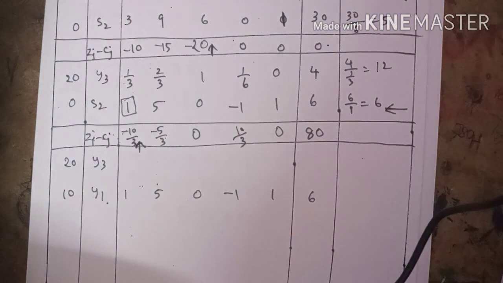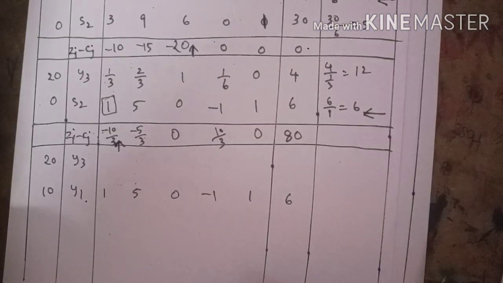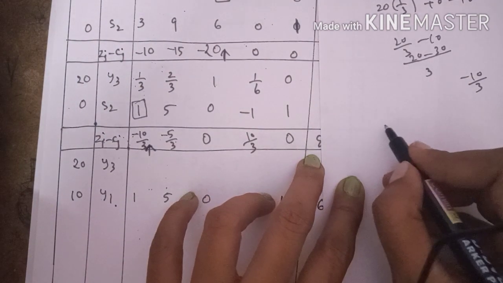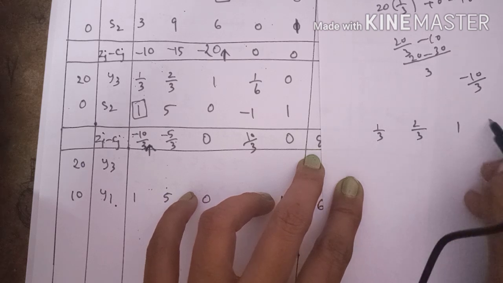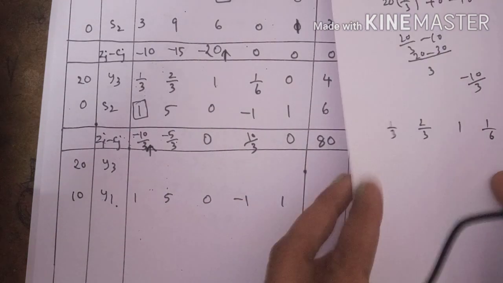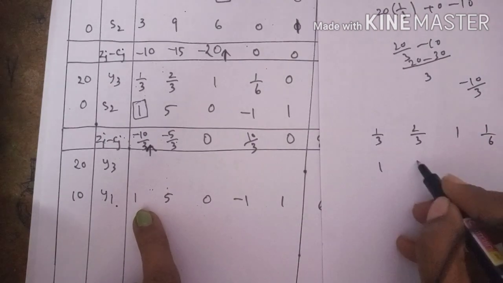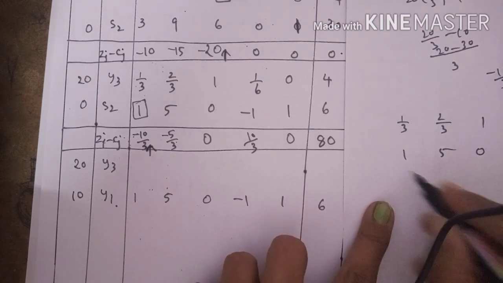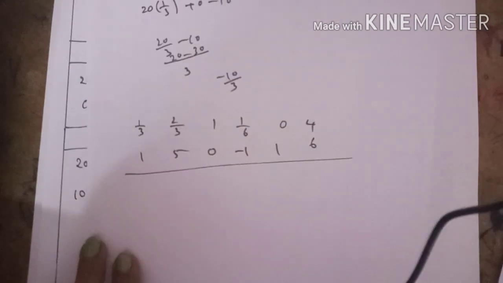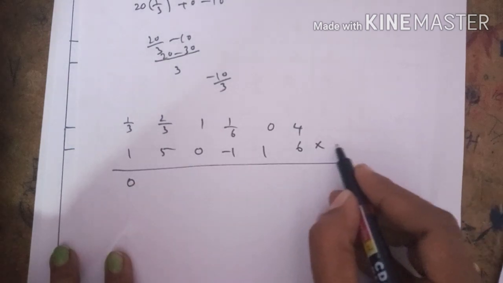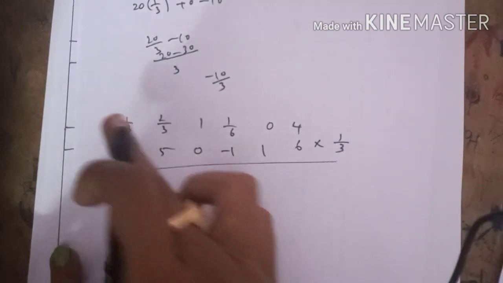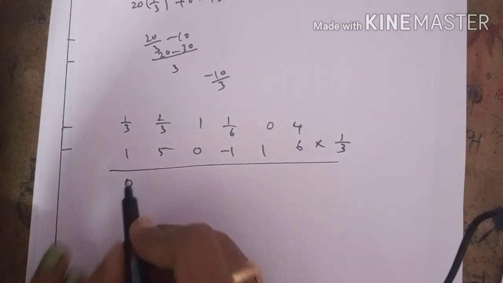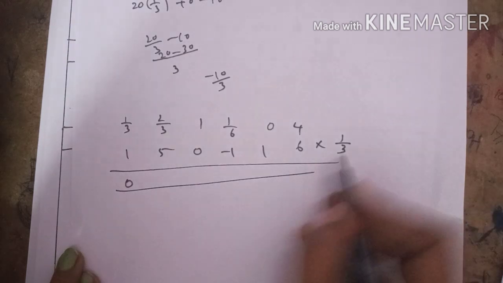The next number, we have to convert to 0 here. To convert to 0, that row will be written first: 1 by 3, 2 by 3, 1, 1 by 6, 0, 4. After that 1, 5, 0, minus 1, 1 and 6. Now here in the first place to get 0 I have to multiply this 1 by 3. This is the old row, this is the new row. To get 0 here I have to multiply the second row with 1 by 3.